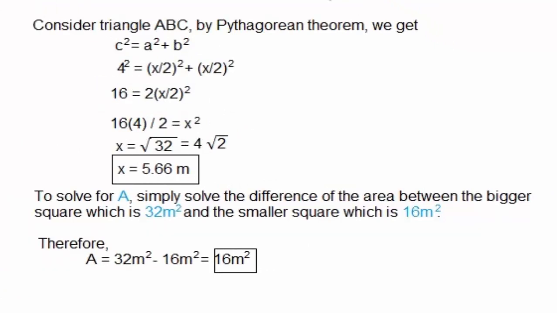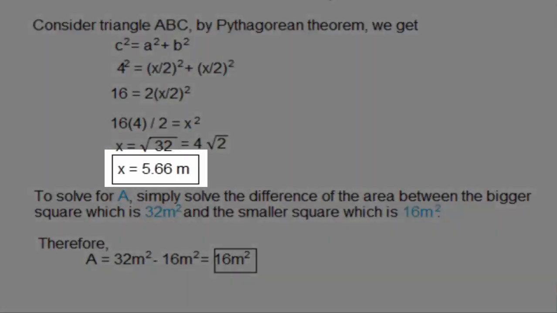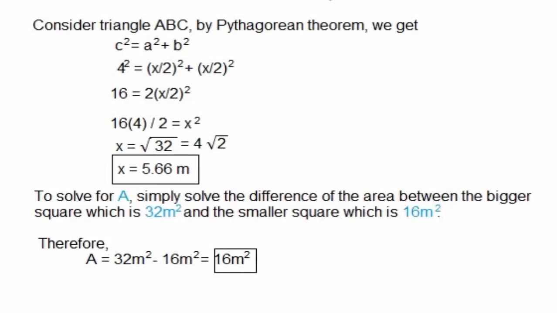By transposition, we have 16 times 4 over 2 is equal to x squared. Solving for x, we get x is equal to the square root of 32, or x is equal to 4 square root of 2, which means x is equal to 5.66 meters to two decimal places.